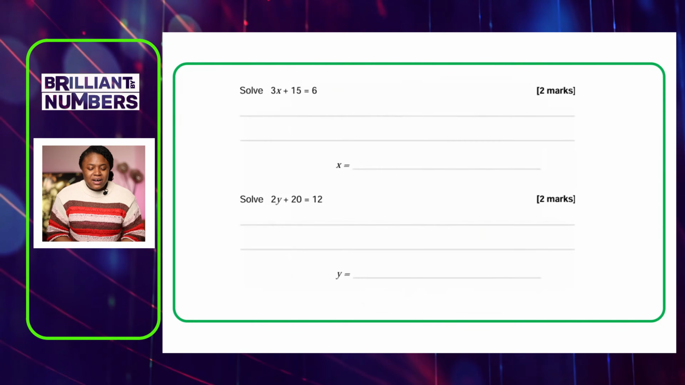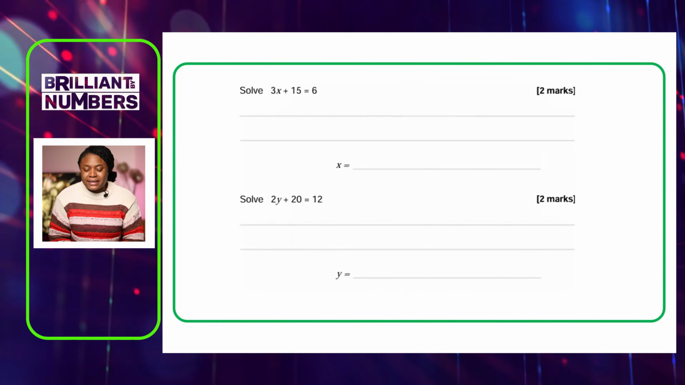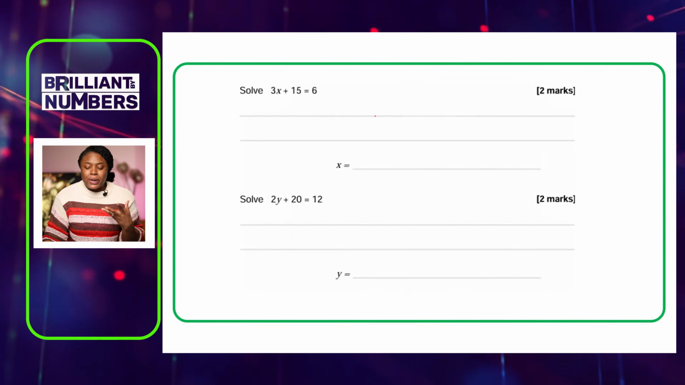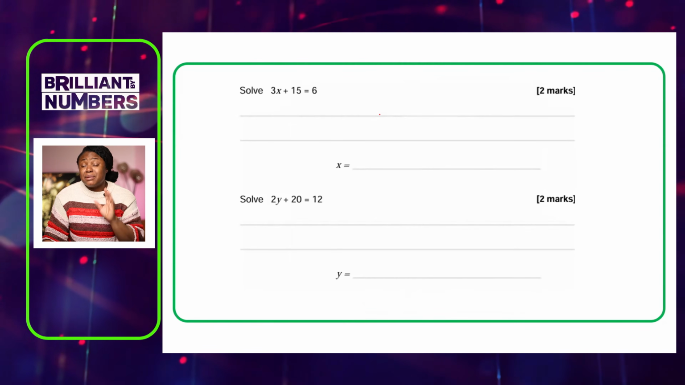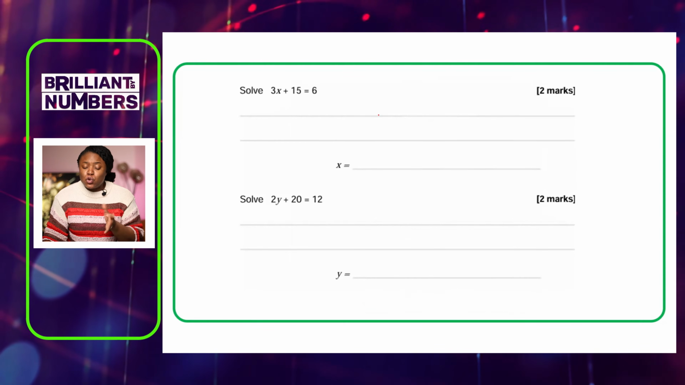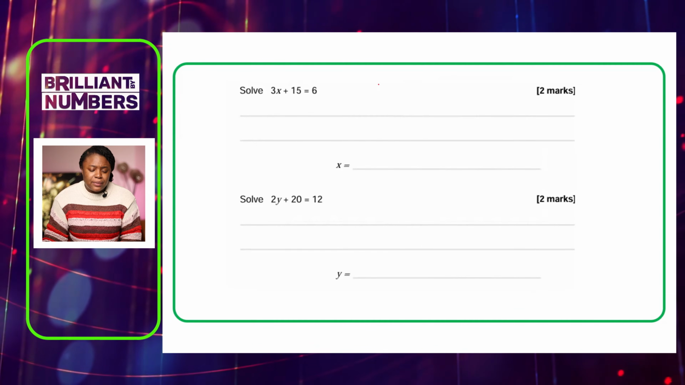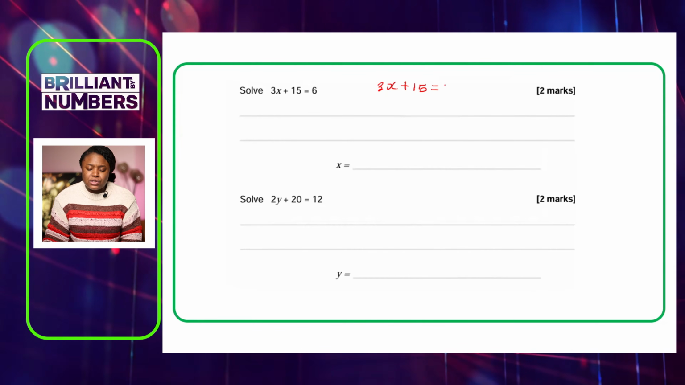The next question comes to us from solving linear equations. We're asked here to solve 3x plus 15 equals 6. We know we need to think about it in a clear, logical way. And under pressure, guys, it's really easy to mess up the simplest of questions. So we take our time. In this question, let me just rewrite my question here. So 3x add 15 is equal to 6.